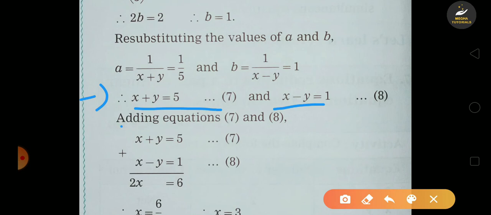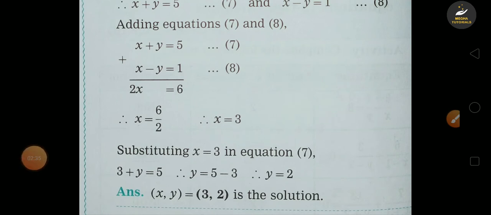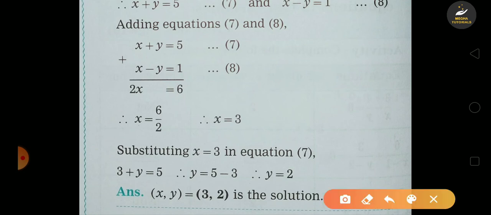So adding equation 7 and 8, so after adding you will get x plus y is equal to 5 plus x minus y is equal to 1. So plus y minus y will cut and you will get 2x is equal to 5 plus 1, 6. Okay, so x is equal to 6 upon 2, so x is equal to 3. So you can substitute this value of x in equation 7 or 8. So we are putting this value in equation 7, so we will get 3 plus y is equal to 5, y is equal to 5 minus 3, that is y is equal to 2. So your final solution for x and y is 3 comma 2.